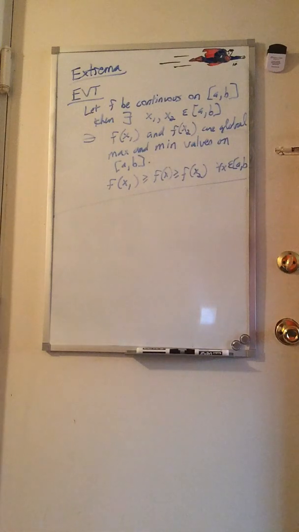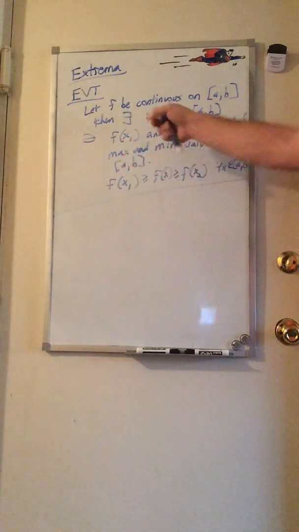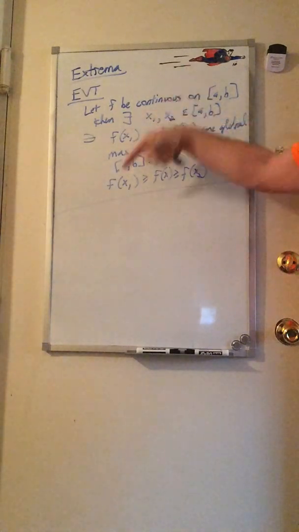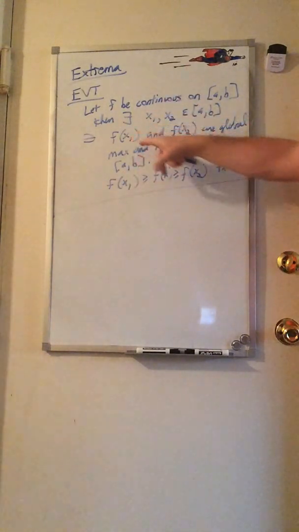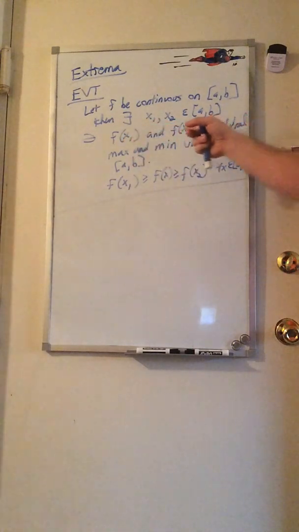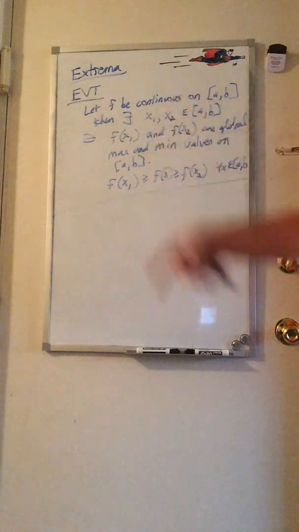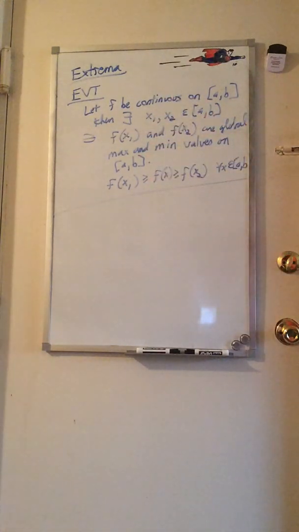And one thing I will just point out, this does not mean your max has to come first, like x1 comes before x2. It can be anywhere on the interval, but we just pick the highest value, and we call that f of x1. We pick the smallest value, we call that f of x2. This doesn't imply x1 is first and then x2 is second. But the proof of this, we don't really need to think about a lot.